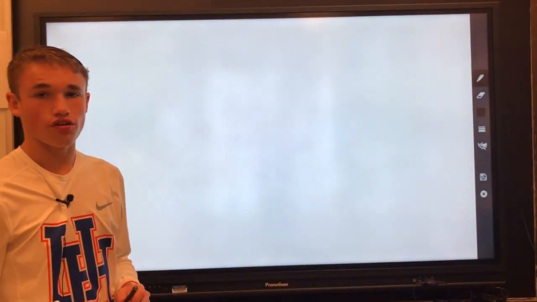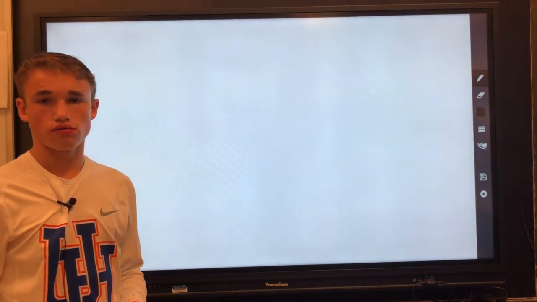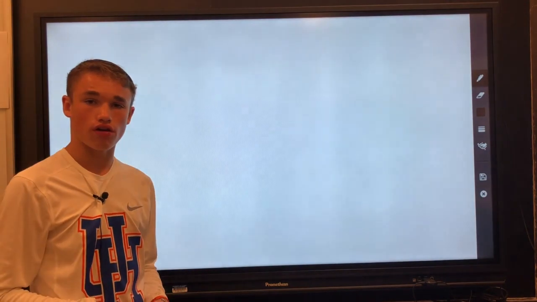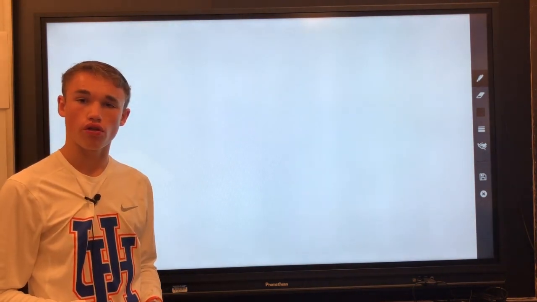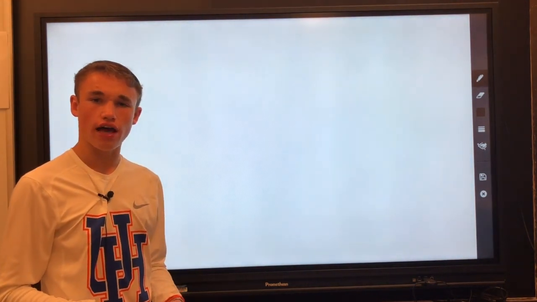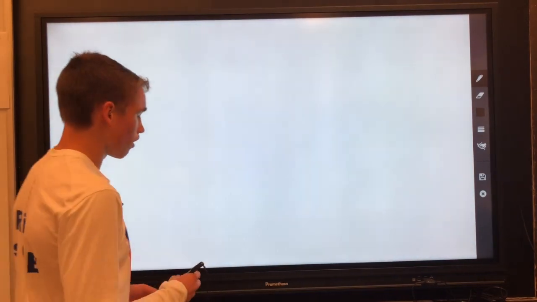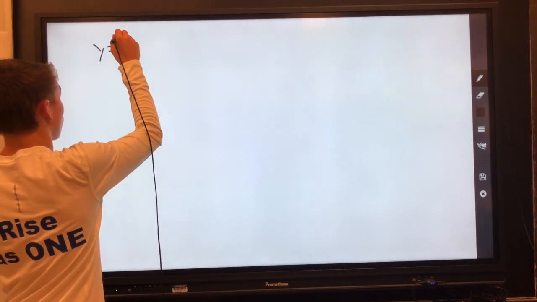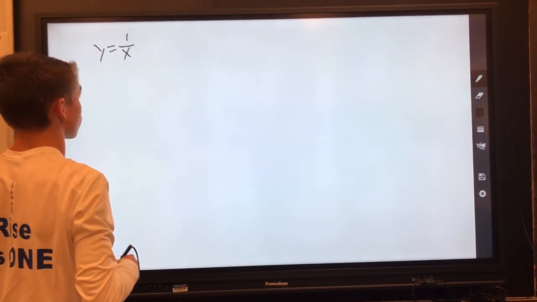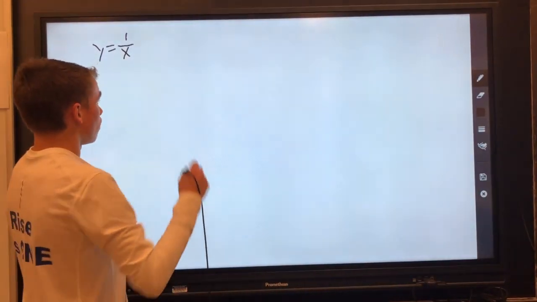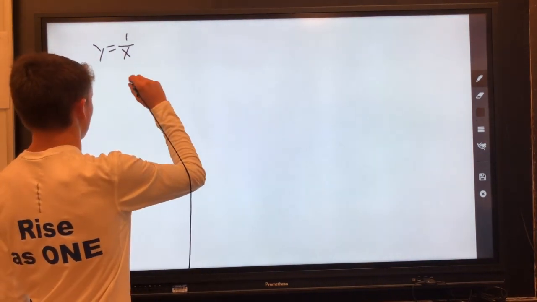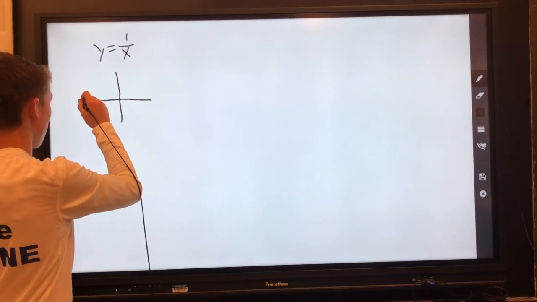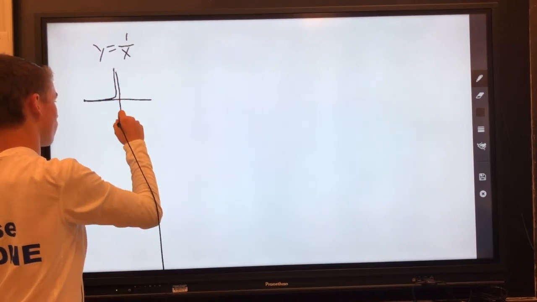Okay, so on irrational functions here, what we need to do is learn how to find vertical and horizontal asymptotes, as well as the holes in functions. So let's start out with the function y is equal to 1 over x. Let's first graph this, and it looks like this.